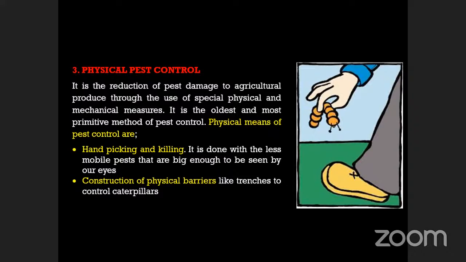Construction of physical barriers, trenches, like fences. A fence can be constructed around a farm to avoid intruders, the pests. And trenches can also be there such that they obstruct their movement. Just like how you see this picture. This farmer was able to pick his pests.